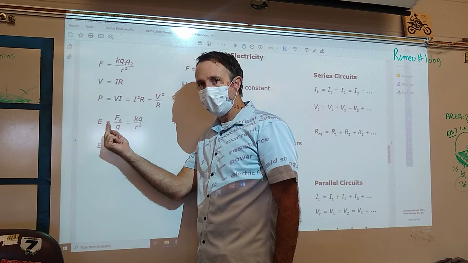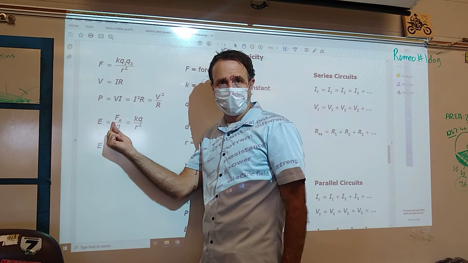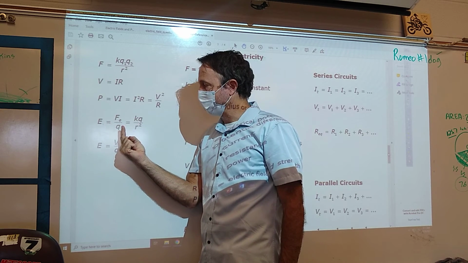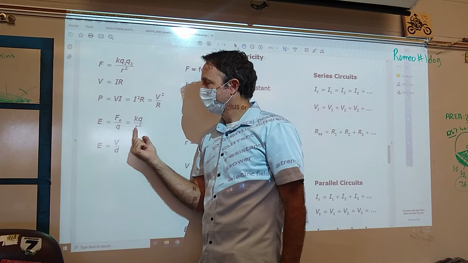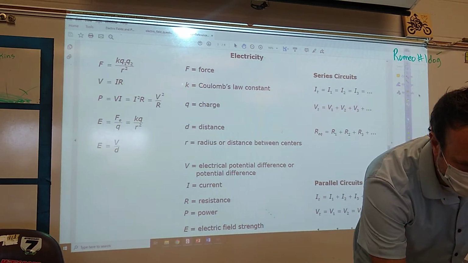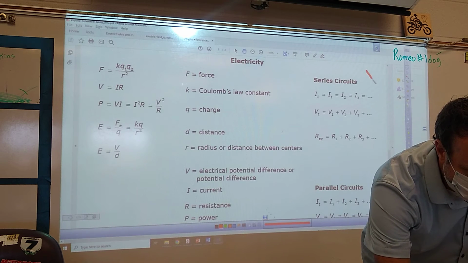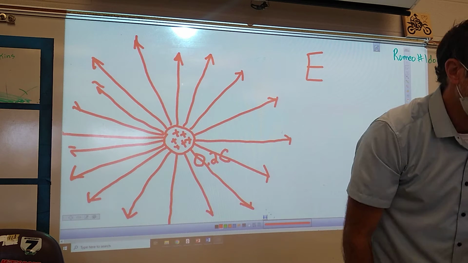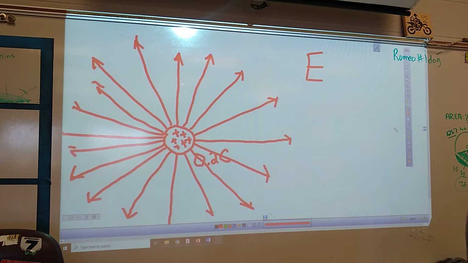Now these are all equal to each other, right? But the first thing we're going to talk about is this formula right here. E is equal to KQ over R squared. I'm going to make a mark on this so I can come back to it. All right. So if we come out here and we're going to talk about E, I'll talk about E at this point right here.